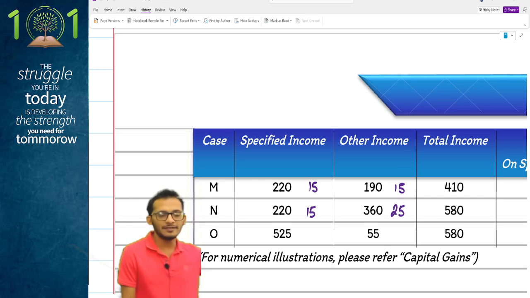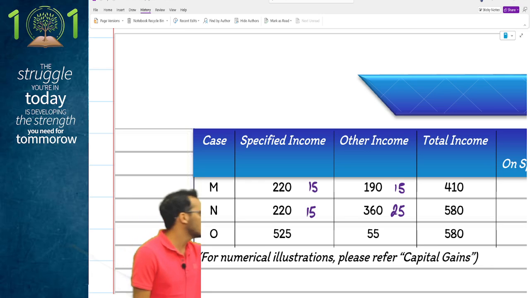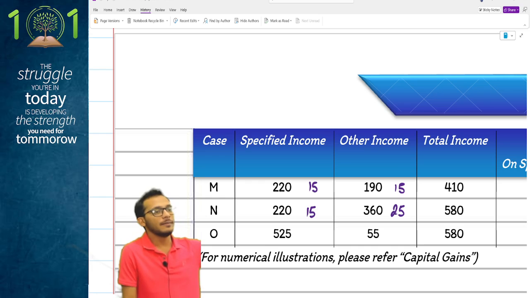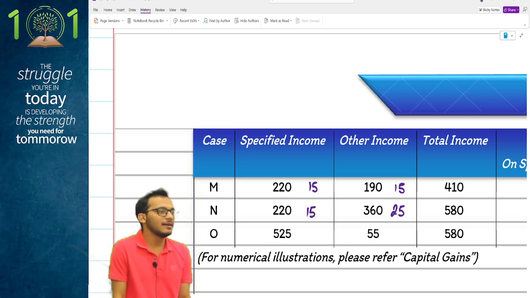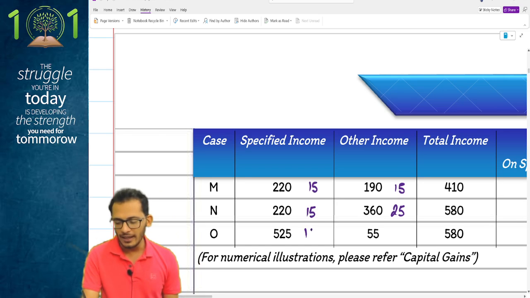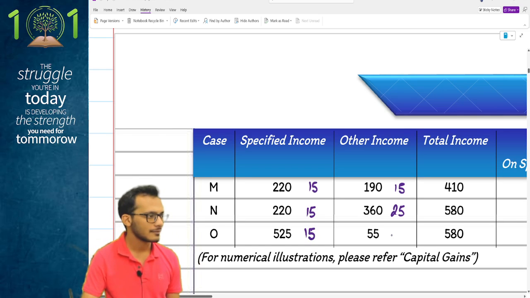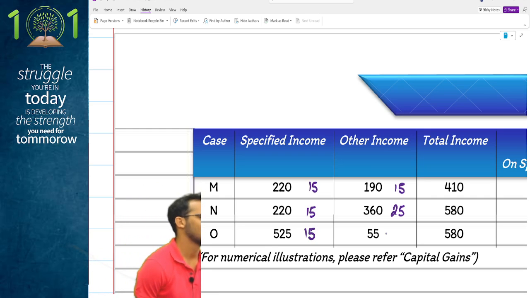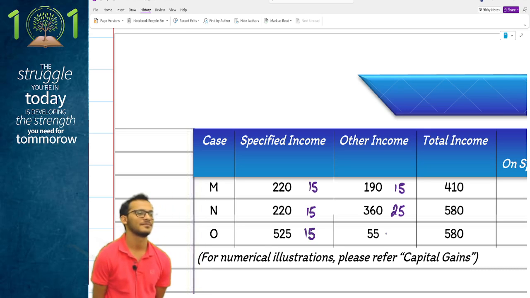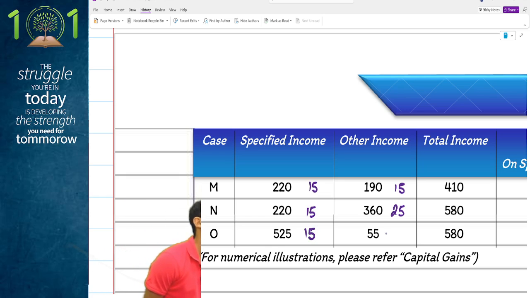The last one comes and says my special income is 5 crore 25. My other income is 55. My total becomes 5 crore 80. I have to split. If I am splitting, my special becomes 15. My other becomes, because when we attach these, that's why we are 15.